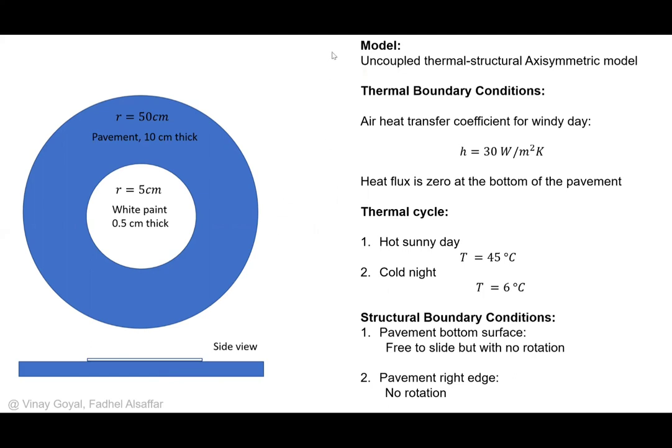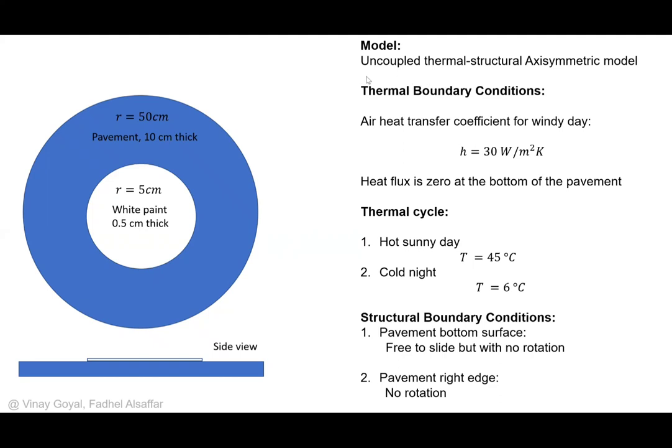In our model, we'll be doing an uncoupled thermal structural analysis, using axisymmetric modeling. The meaning of uncoupled thermal structural analysis is that we'll be running two separate analyses. One of them is thermal analysis, and the other one is the mechanical structural analysis. For the thermal analysis, we'll get our nodal temperatures and temperature distributions. Then we'll move to the second analysis, and we will superimpose these nodal temperatures into that model, and we will calculate the resultant thermal stresses that resulted from the first one.